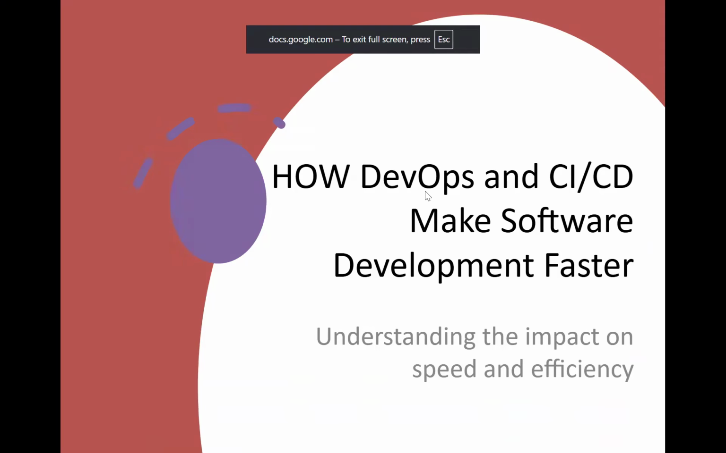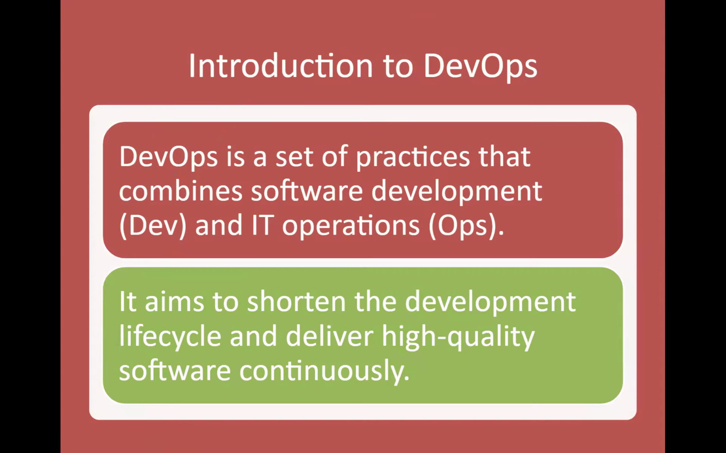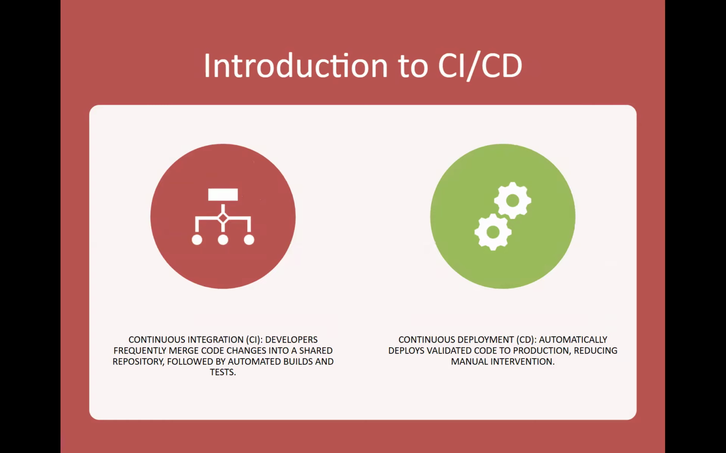Hello everyone, my name is Vikas Shrestha. Today I'm going to talk about how DevOps and CI/CD make software development faster. So let's start with the introduction. DevOps is a set of practices that combines software development and IT operations. It aims to shorten the development cycle and deliver high quality software continuously.